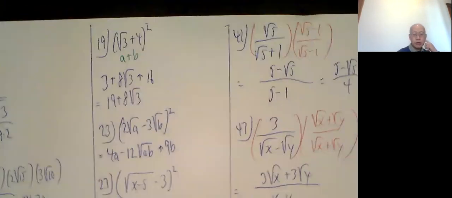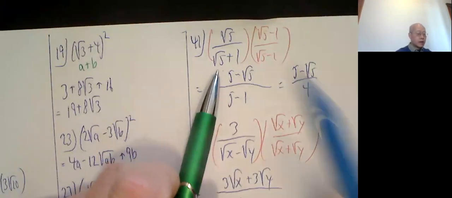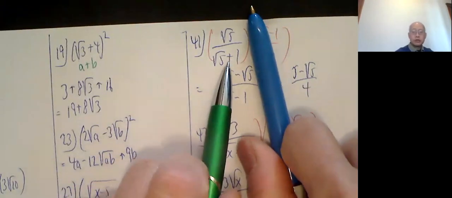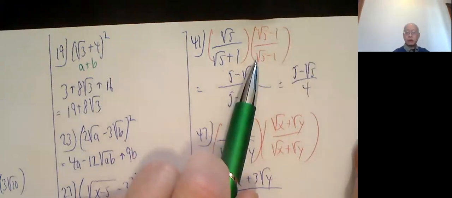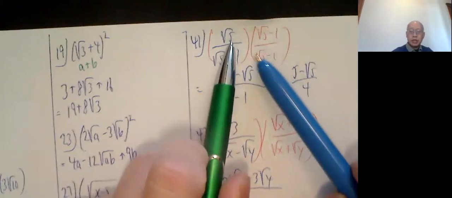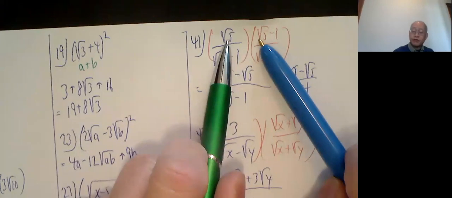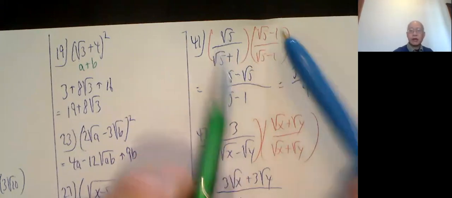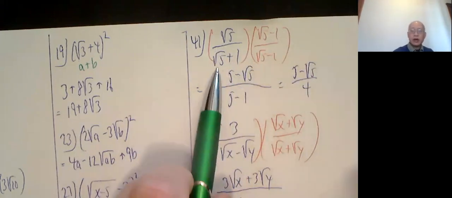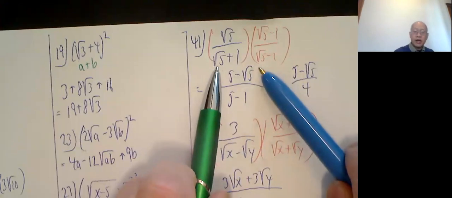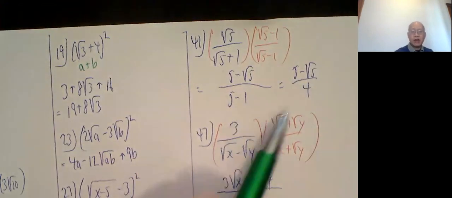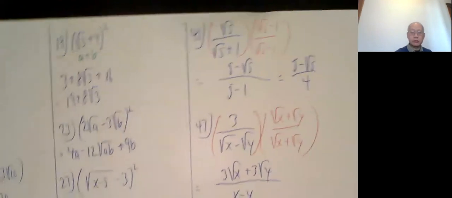Same concept for this one. Okay, the denominator has radical 5 plus 1. So you should multiply by radical 5 minus 1. So the numerator becomes 5. Square root of 5 times square root of 5 is just 5. Minus radical 5 divided by 5 minus 1. And 5 minus 1 is 4. So this is my final answer.